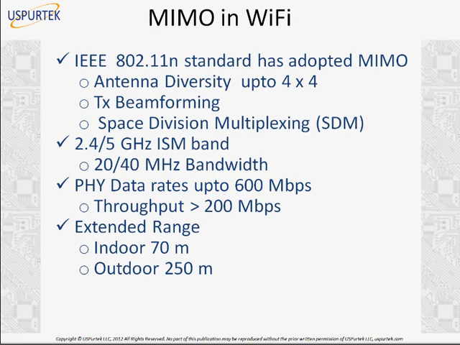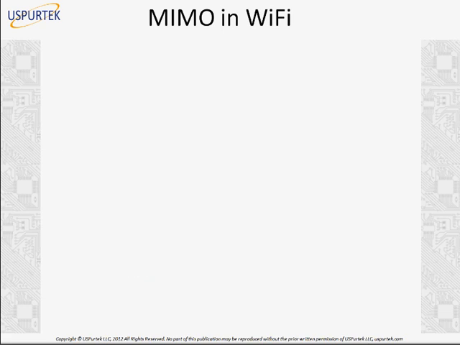Indoor range is 70 meters and outdoor is 250 meters. With a single MIMO system, you could actually cover more area. You will need fewer wireless repeaters, and a single MIMO system can cover maybe the whole of an enterprise campus.